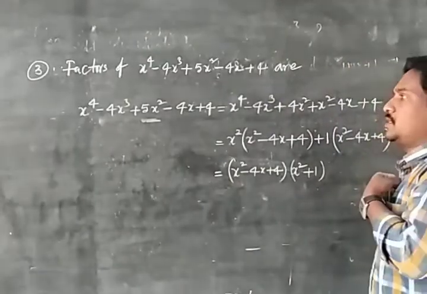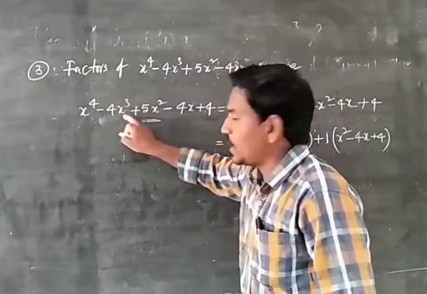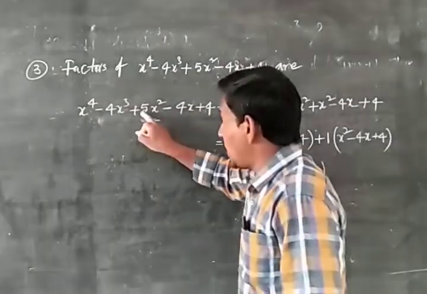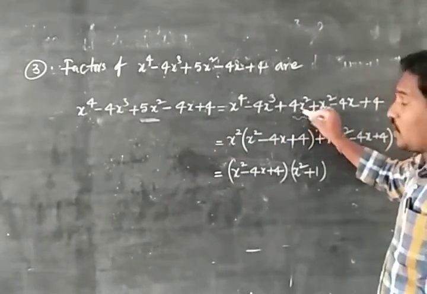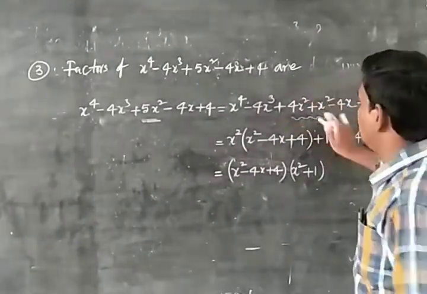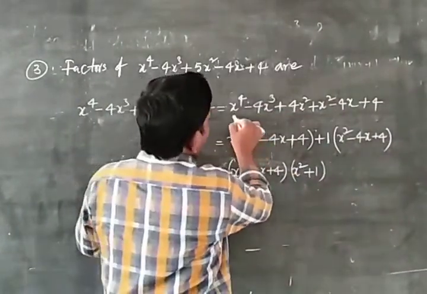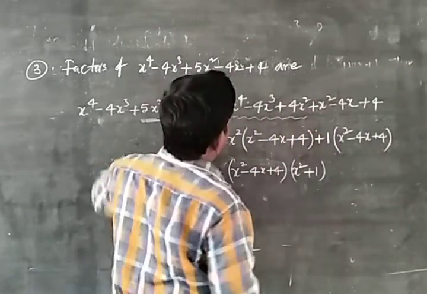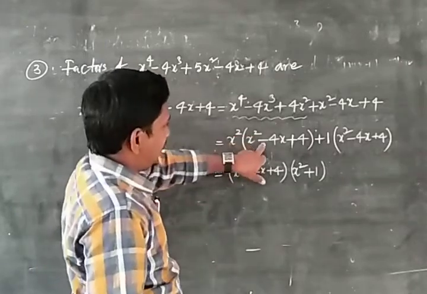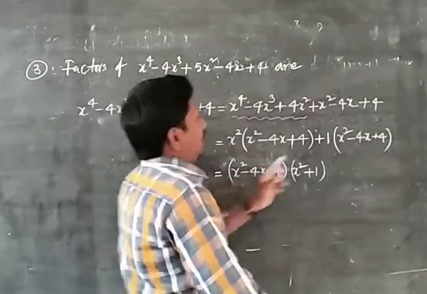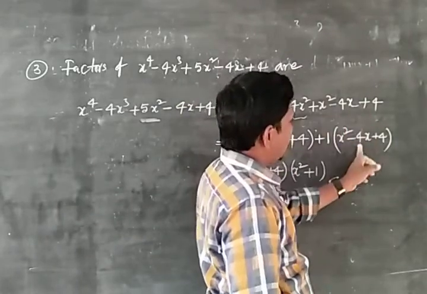For the factorization, I take x power 4 minus 4x cube, but 5x square is written as 4x square plus x square, total 5x square. Remaining terms are the same. Here, in the first three terms, I take out x square as the common factor: x square into x square minus 4x plus 4. Here 1 is the common one: 1 into the same x square minus 4x plus 4.